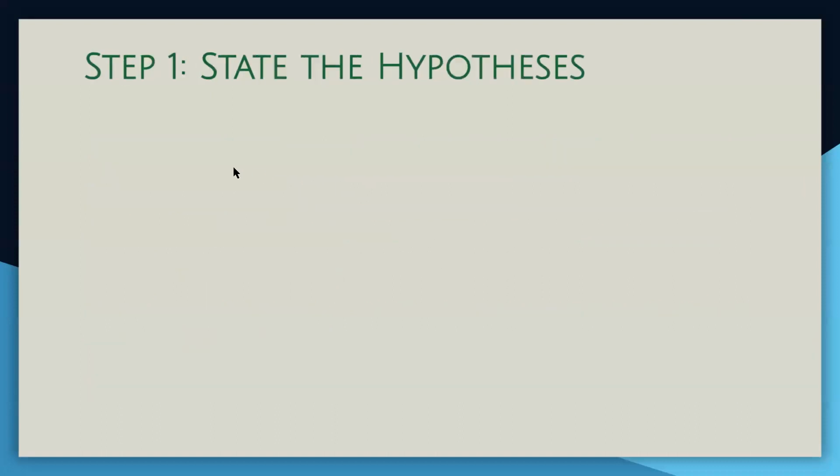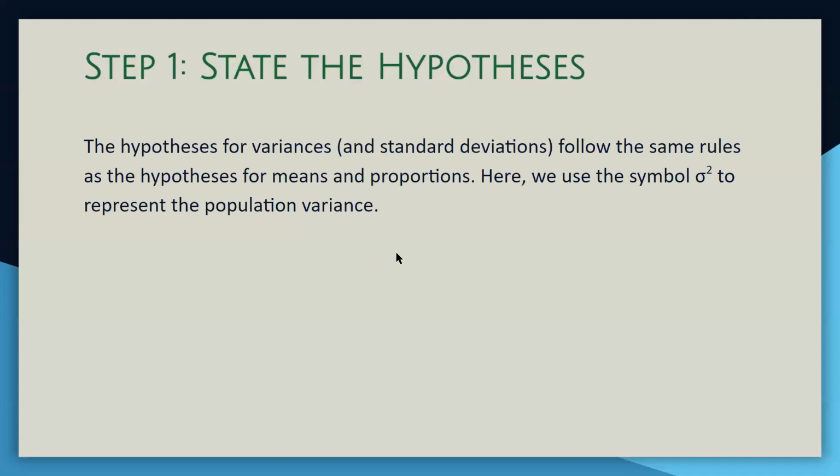So step 1, we're going to state the hypotheses. For claims about a variance or standard deviation, we follow the same rules as for means or proportions. The only thing that's going to change is the symbol that we use. So we use sigma squared if it's a test about a population variance, or we just use sigma if it's a claim about a population standard deviation.